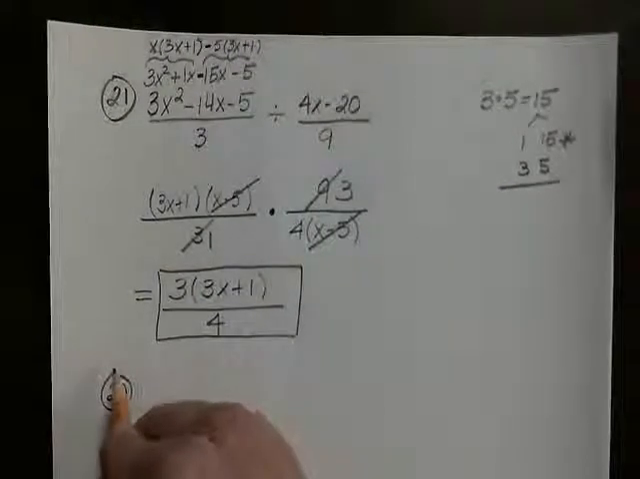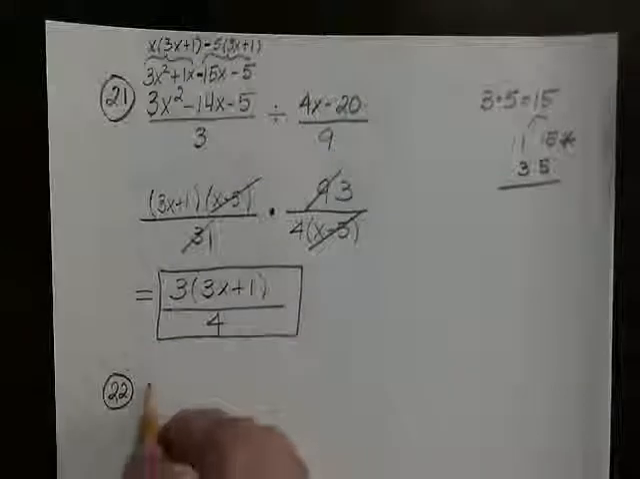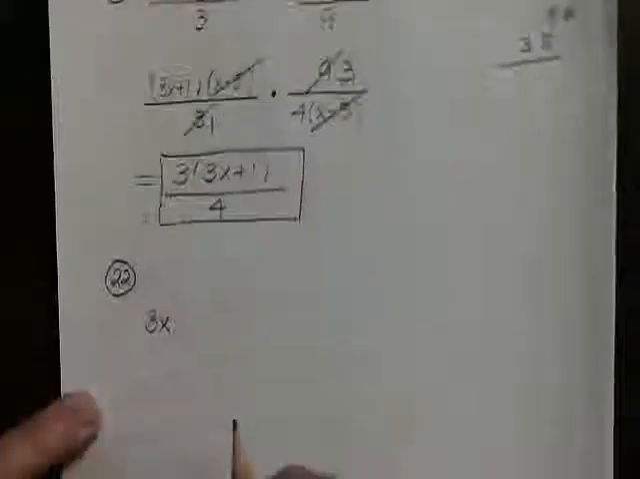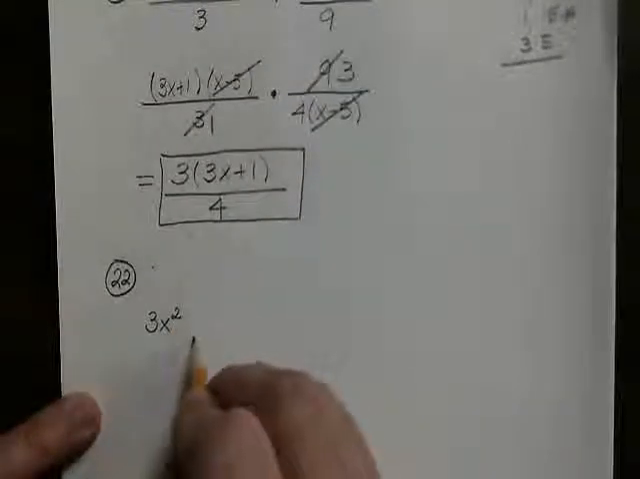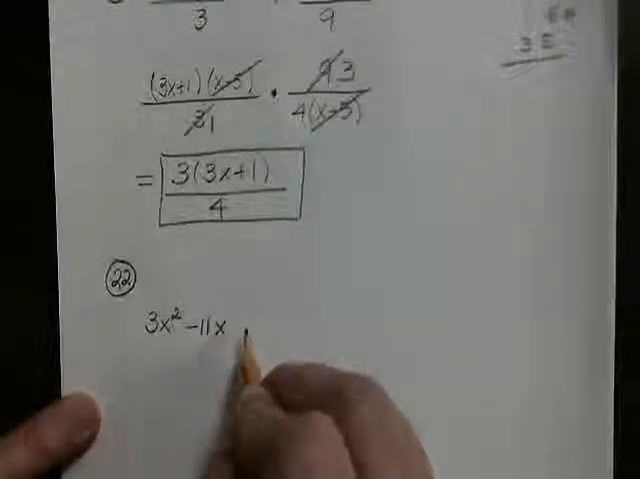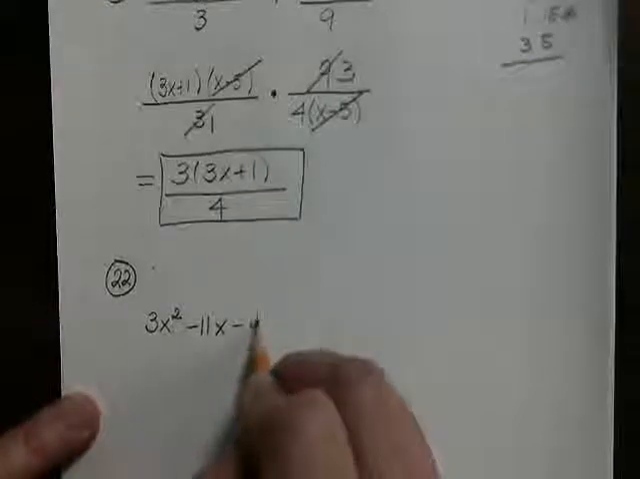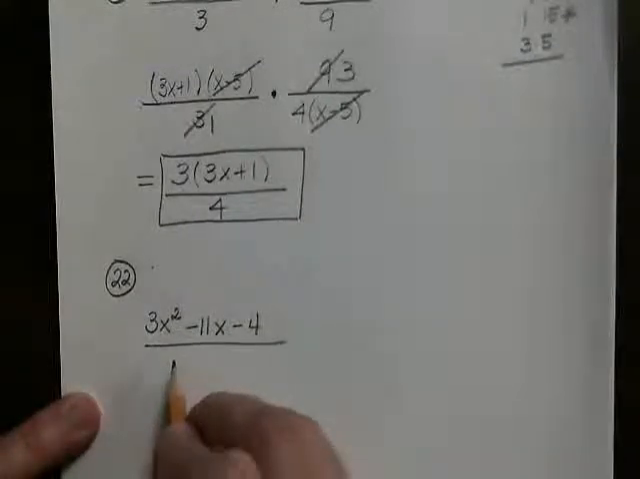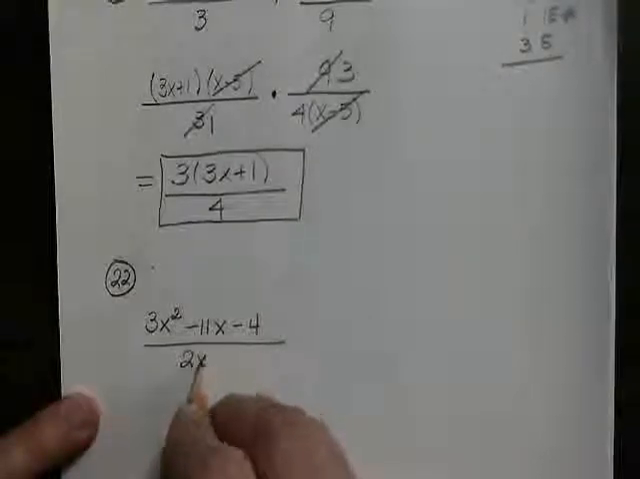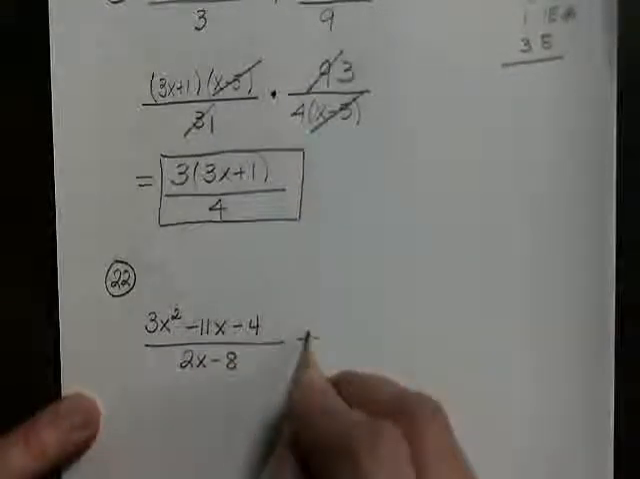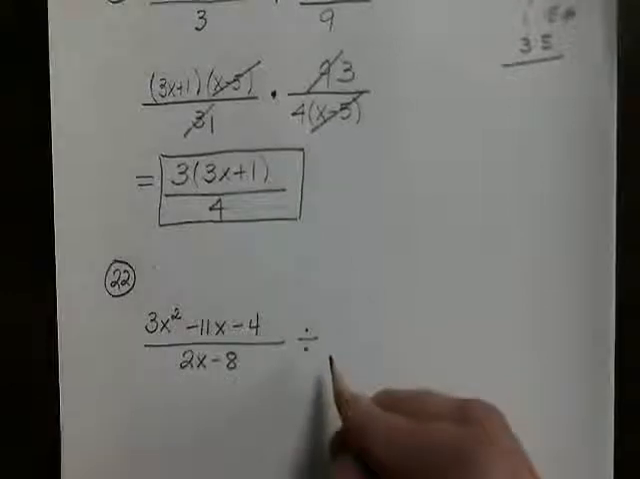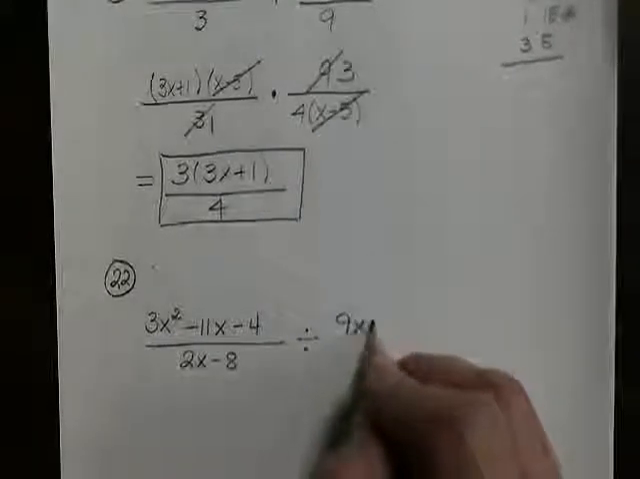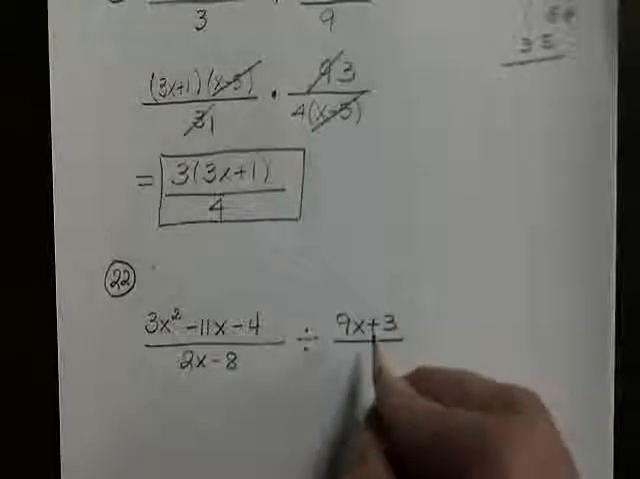Problem number 22 is, I'm going to write a little bit lower here, 3x squared minus 11x minus 4 over 2x minus 8, divided by 9x plus 3 over 6.